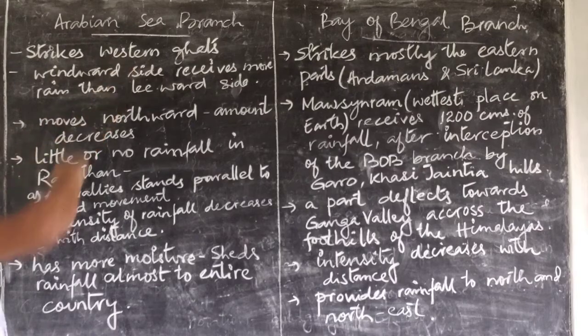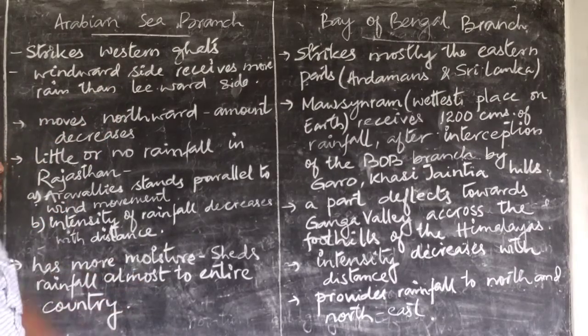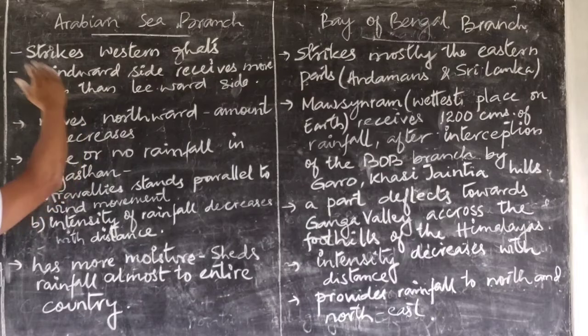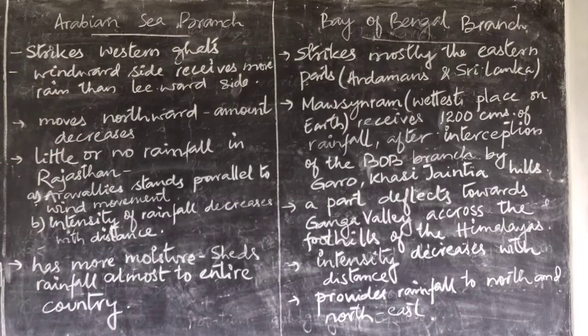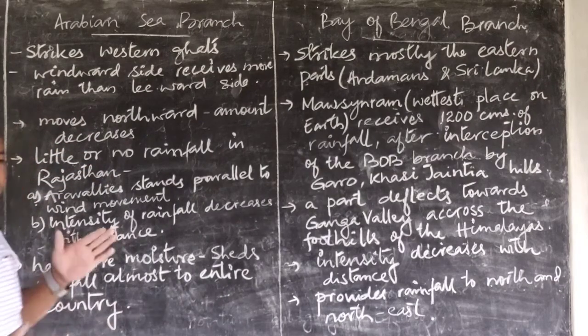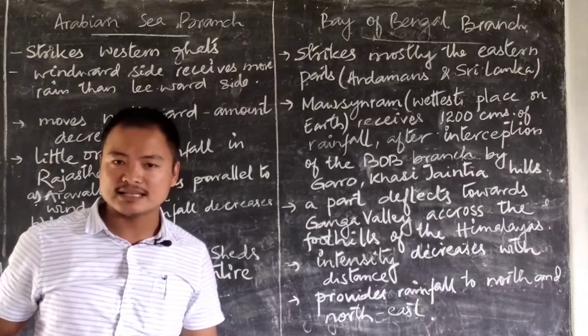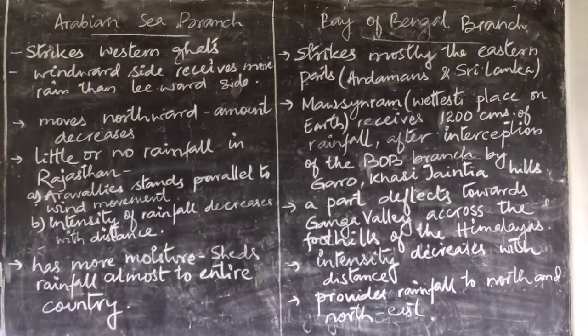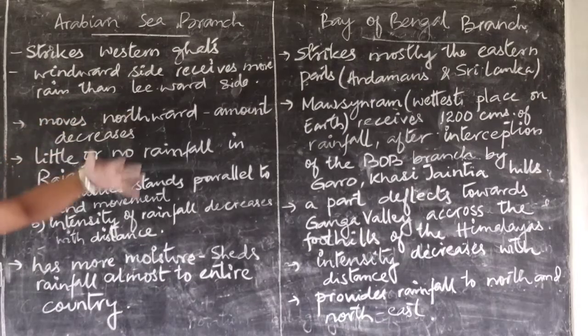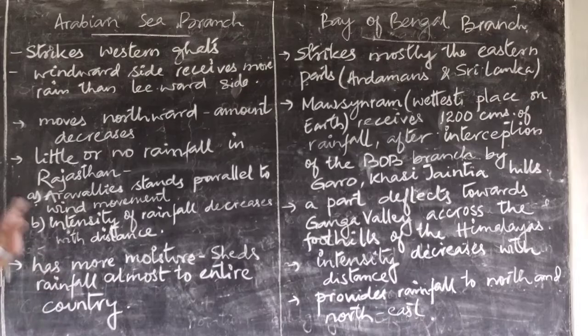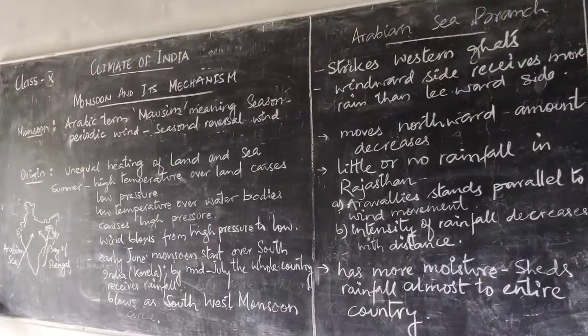As it first hits the Western Ghats, and with time passing, the Arabian Sea branch of the southwest monsoon starts moving northward. As it starts entering the main country, what happens? With the increase in distance, the rainfall decreases.